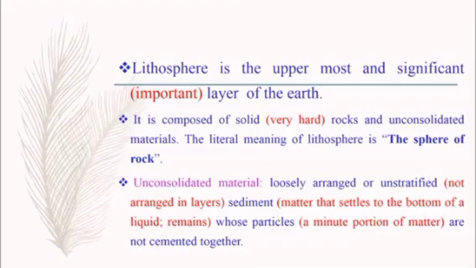It is composed of solid rocks. Here, solid means very hard. So, it is composed of very hard rocks and unconsolidated materials. The literal meaning of lithosphere is the sphere of rock. Here, unconsolidated material means loosely arranged or unstratified sediment whose particles are not cemented together.